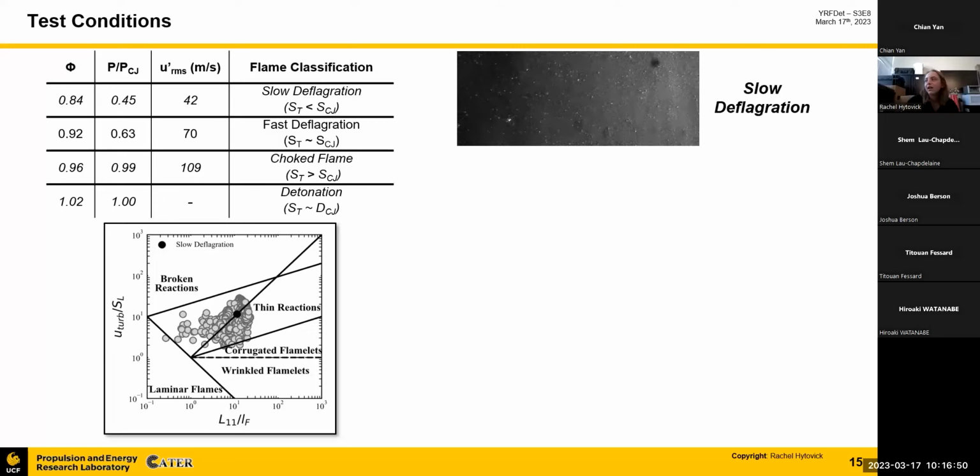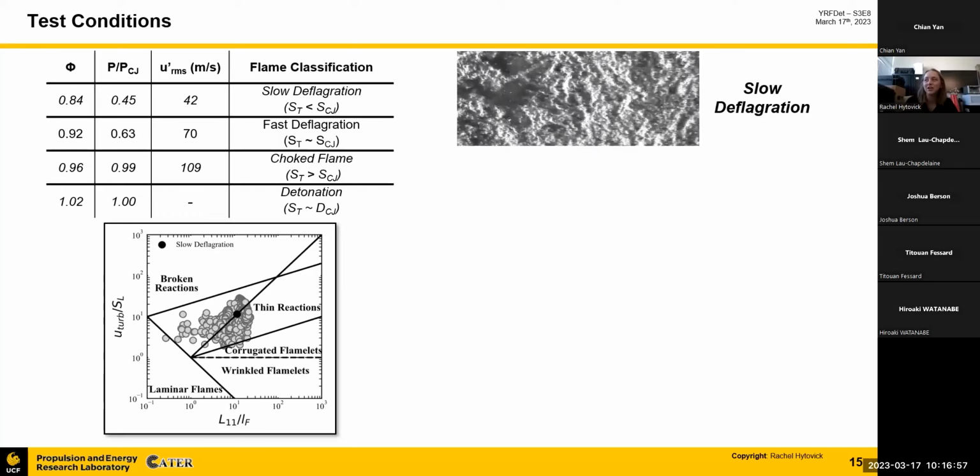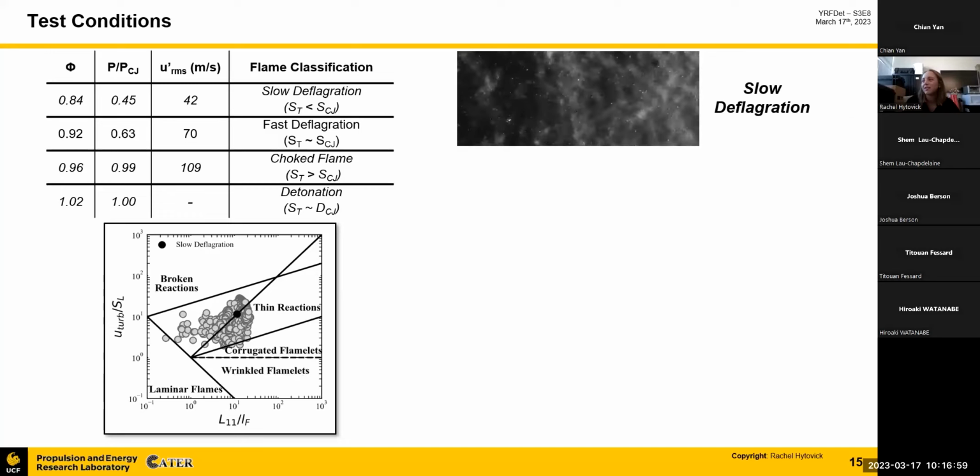I think here you'll see the shock. So it is a little bit faster in the slow deflagration because there is a shock, but there's very little compression between the shock and the flame. So that's kind of what our slow deflagration looks like when we talk about it today.